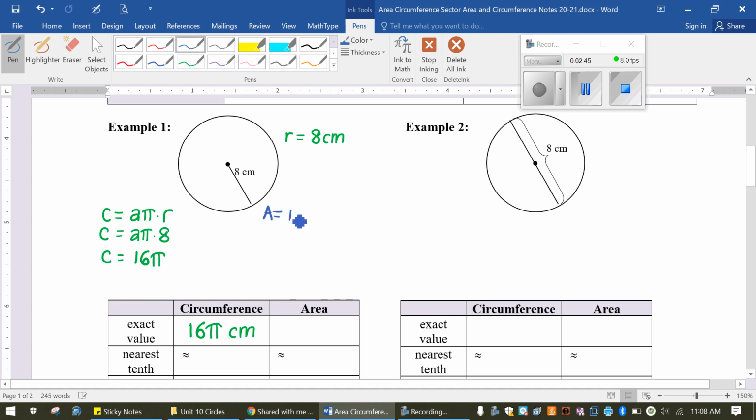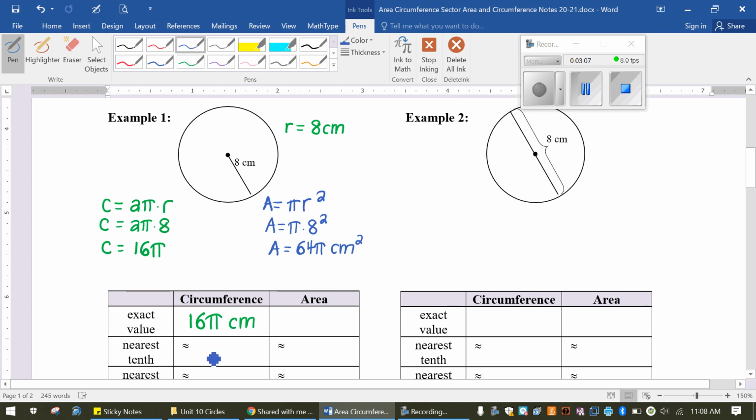And then let's do the area. Area is pi r squared. So pi times 8 squared. 8 squared is 8 times 8. So that would be 64 pi. And then we need to use our centimeters. And when we're doing area, it means our units are squared. So this would be 64 pi centimeters squared.